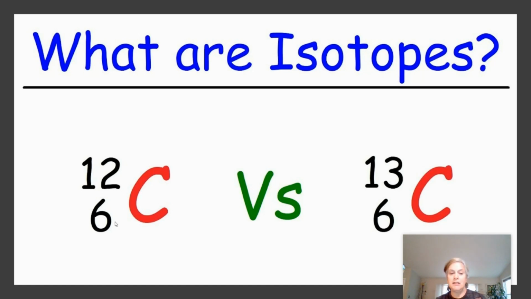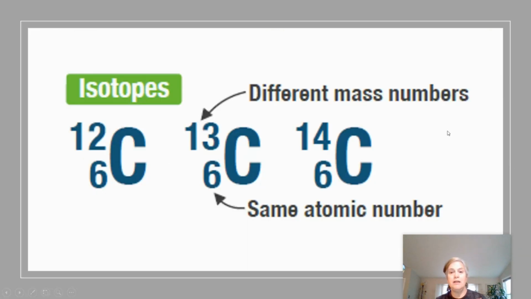The answers were 6 neutrons here, since 6 plus 6 is 12, and 7 neutrons here. So here is just an example of 3 different isotopes of carbon. They all have the same atomic number. They're all the same element. What is different is their mass number.